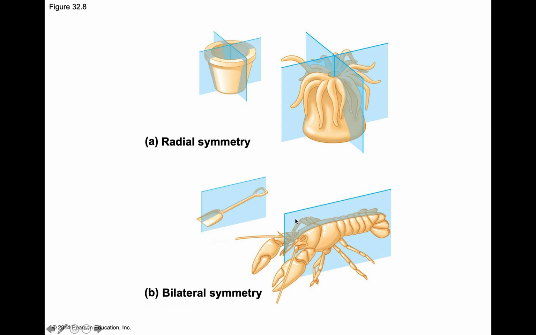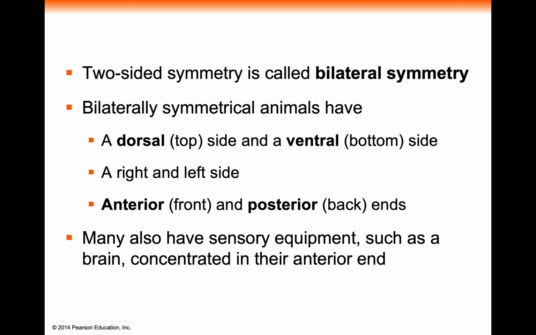Whereas with bilateral symmetry, we have a right and a left half. Right and left halves are basically closely similar. So two-sided symmetry is called bilateral. You have a dorsal and a ventral, so top and bottom, right and left side, and then anterior and posterior. Now, anterior is usually defined as the end closest to the mouth. Sometimes it's the head because the mouth is found in a weird spot. And posterior refers to the back end. It's the end closest to the tail. Now, not everything has a tail, so it's the end closest to the anus.